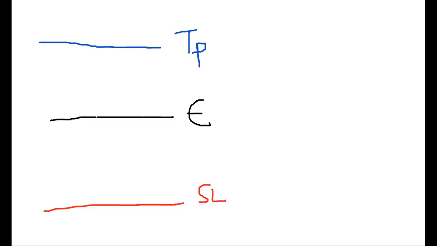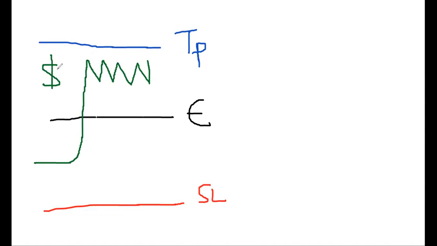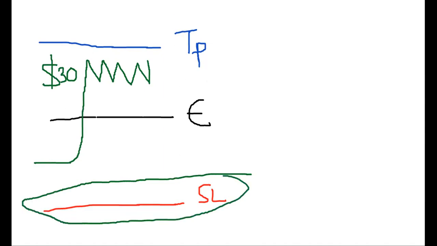Now, if for instance you have a trade running, it crosses the entry point, starts going up, and later starts consolidating. Let's say you are in a profit of probably $30. Do you know what trade stopping means? It means that you can move your stop loss ahead of your entry point.